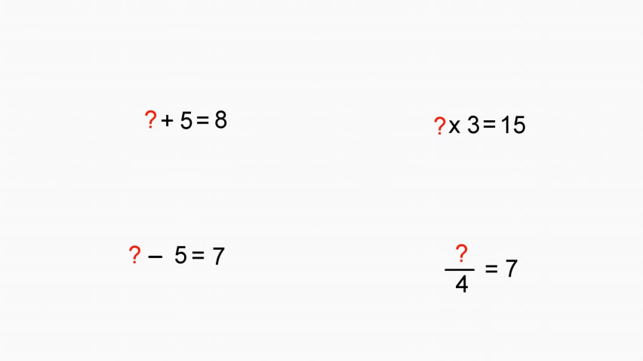Let me read the first one. I want to find a number so that when I add 5 to it, it's the same as 8. The second one reads, I want to find a number so that when I subtract 5 from it, it's the same as 7. The third one reads, I want to find a number so that when I multiply it by 3, it's the same as 15. The fourth one reads, I want to find a number so that when I divide it by 4, it's the same as 7.